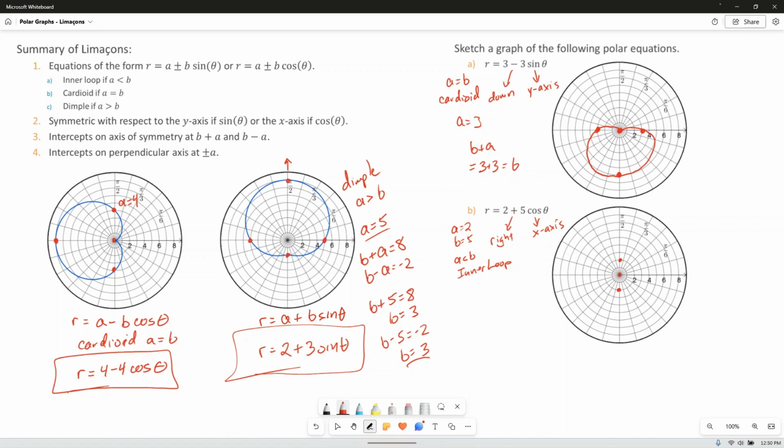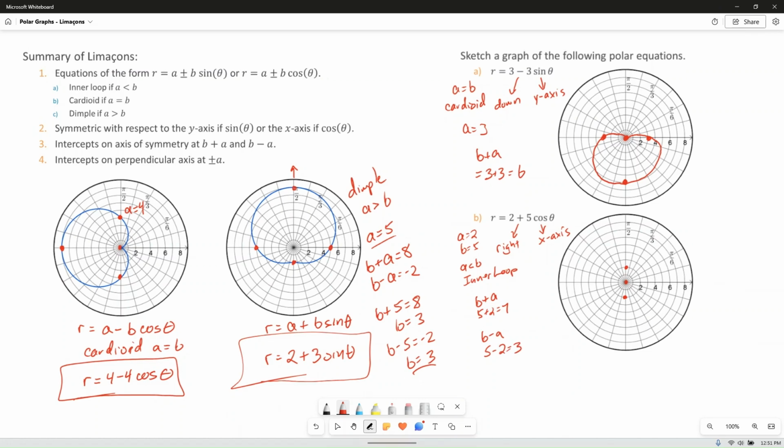Inner loops also hit the origin. And then we're also going to hit the x-axis at b plus a, and at b minus a. So b plus a is going to be 5 plus 2, which is 7. And b minus a, that's going to be 5 minus 2, which is 3. So it's going to hit the x-axis at 7 and at 3.